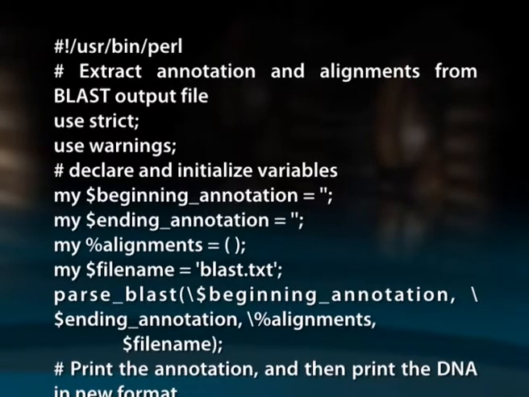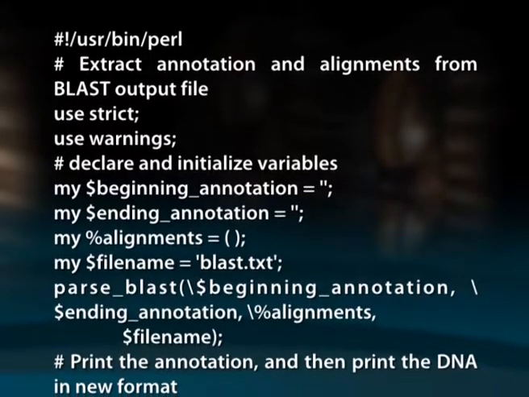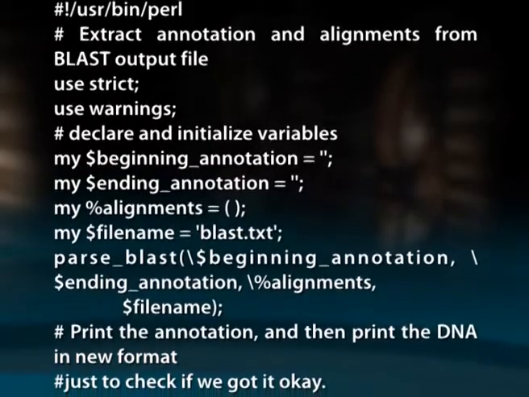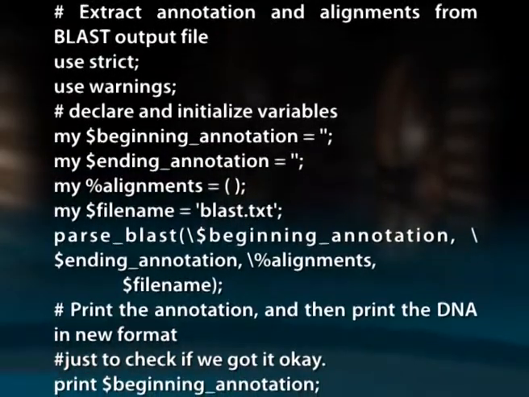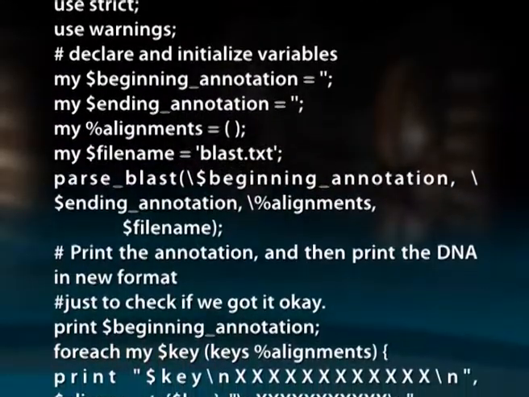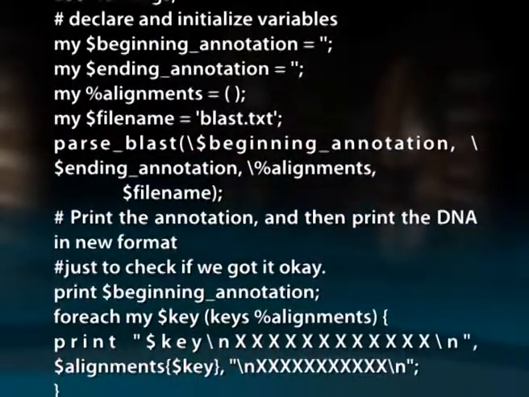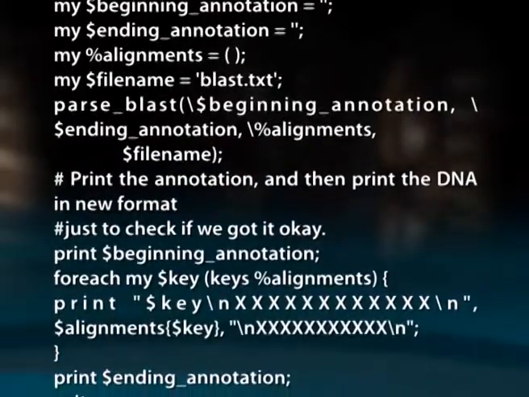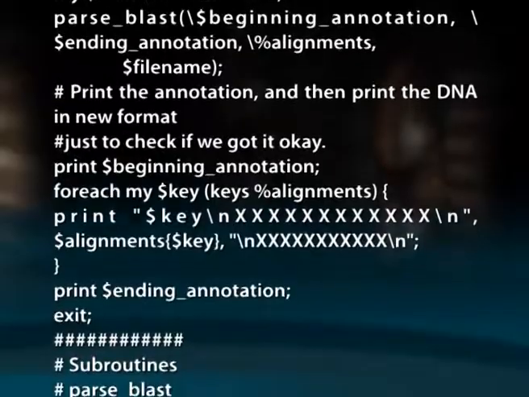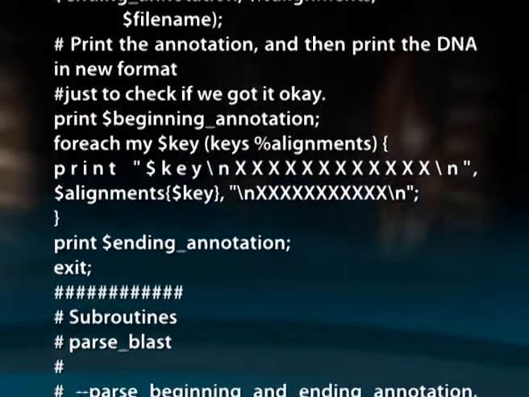The program starts with the declaration and initialization of variables. The parse_BLAST function is called with beginning annotation, ending annotation, alignments and file name, where beginning annotation and ending annotation etc. are scalars and alignments is a hash. Now we can print the annotation just to check if we got it okay.